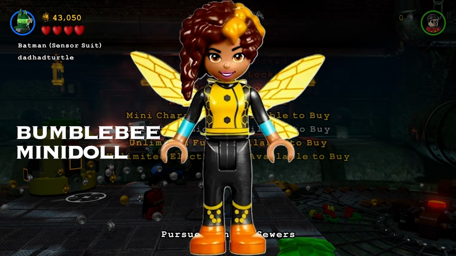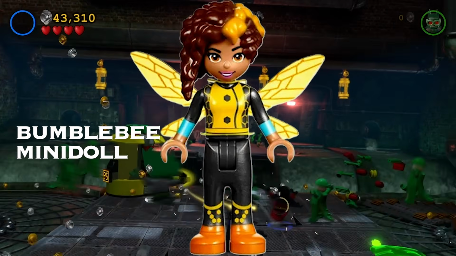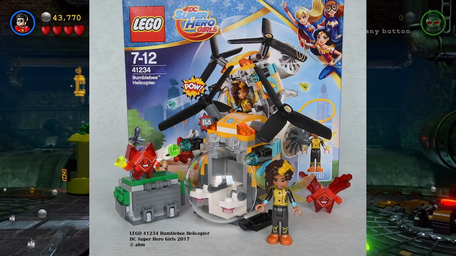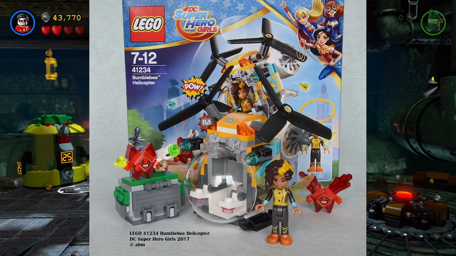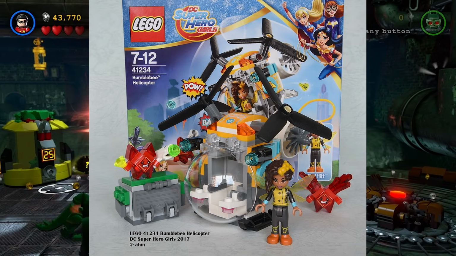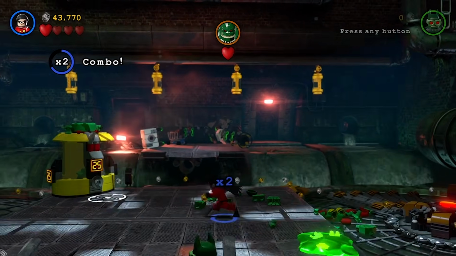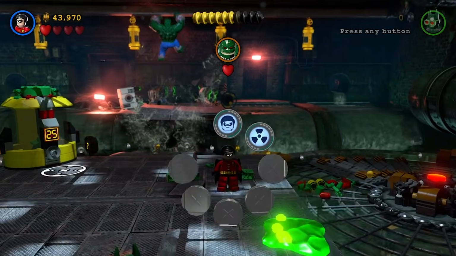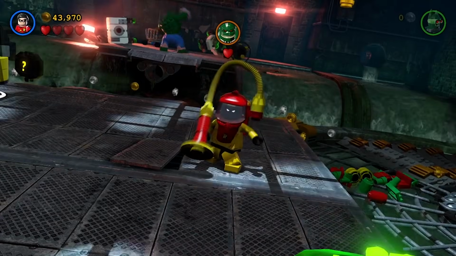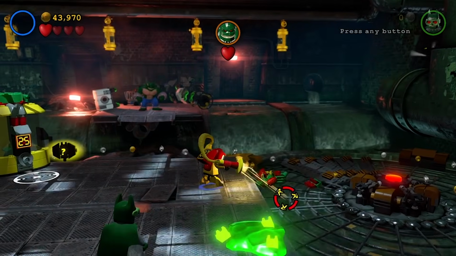Bumblebee Mini Doll. In 2017, LEGO released this sub-theme for DC superheroes called DC Supergirls, based off of a Cartoon Network show of the same name. Rather than making minifigures, LEGO elected to go the mini doll route with this theme, just like they have with LEGO Friends, which makes sense. I mean, girls are obviously the target audience.